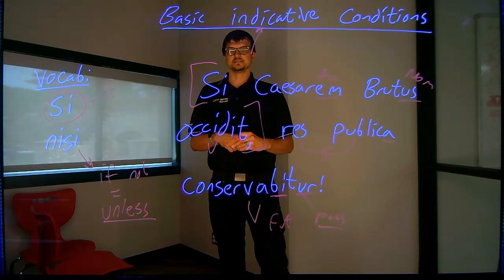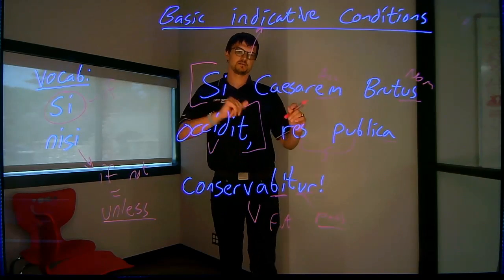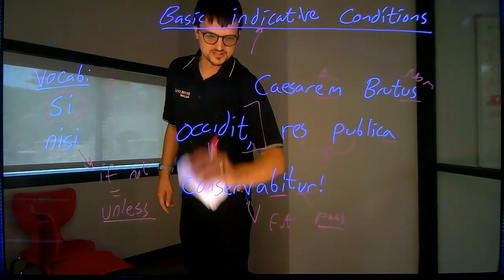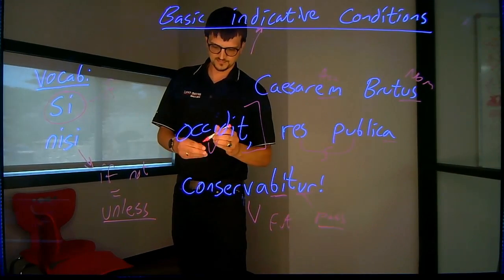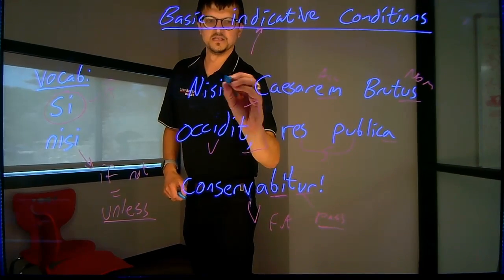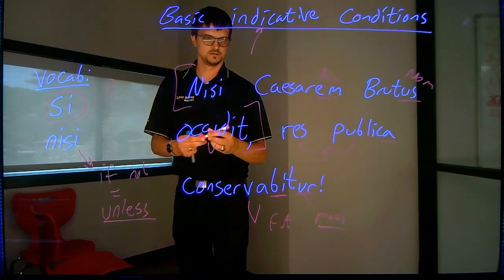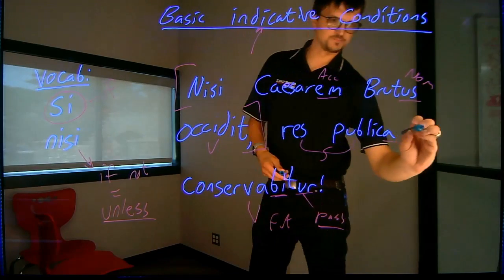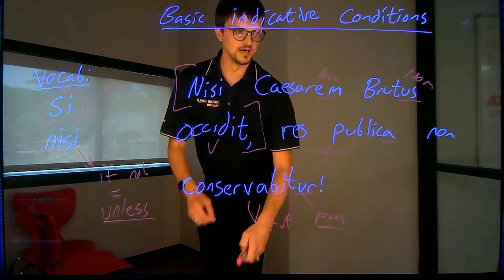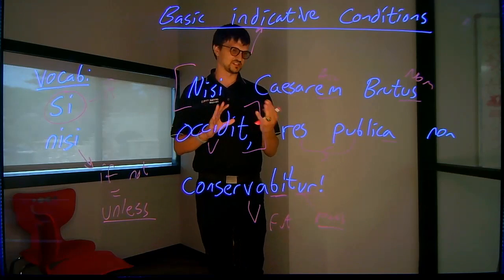That is, you translate it as unless, and it's a nice, beautiful one. It would be great. So actually, before I switch, I'm going to change the sentence just a little bit. So we're going to insert: nisi Caesarem Brutus occidit, res publica non conservabitur.